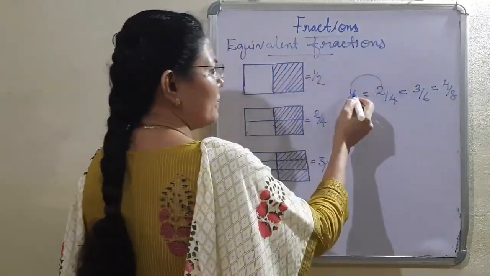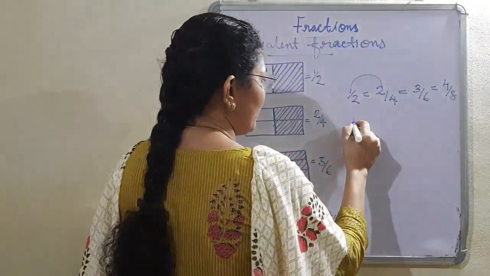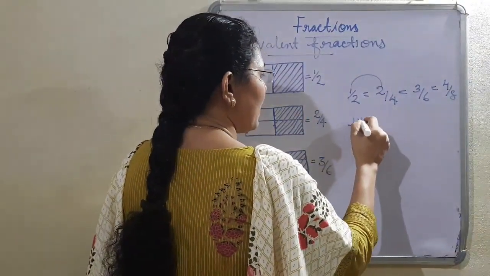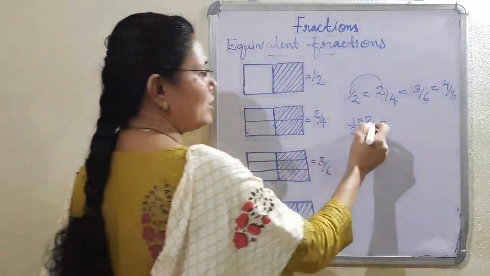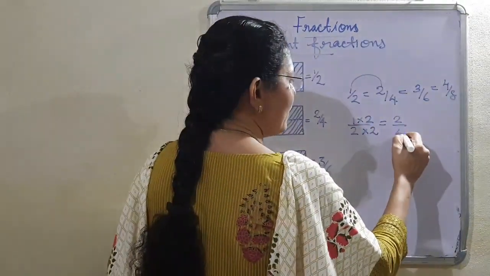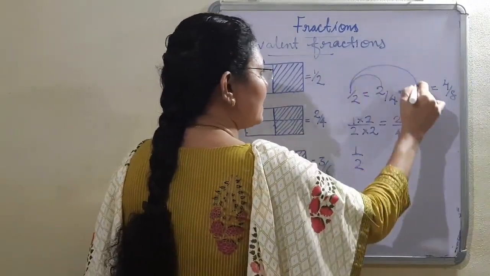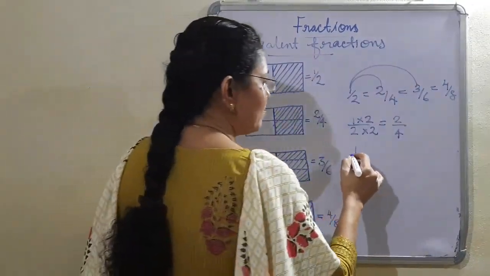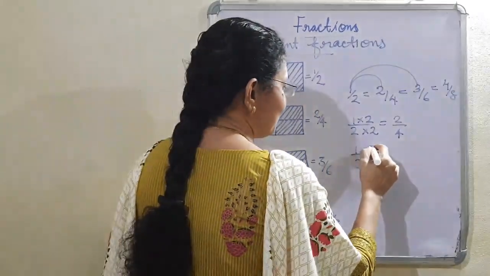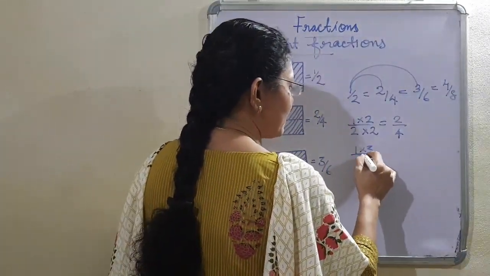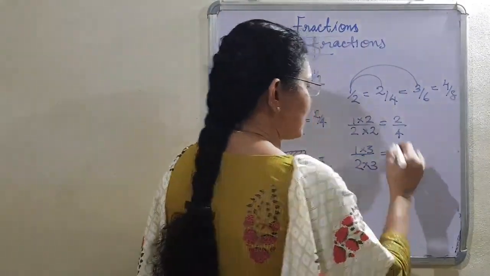We can find from 1 by 2, we can obtain 2 by 4. How is it done? Write 1 by 2. Multiply both numerator and denominator with the same number. 1 into 2 is 2 by 4. Similarly, from 1 by 2 we can obtain 3 by 6. How? By which number we have to multiply here? Yes, by 3. Here also by 3. 1 into 3 is 3 by 6.